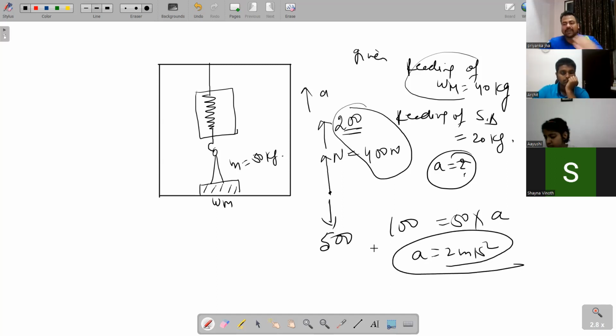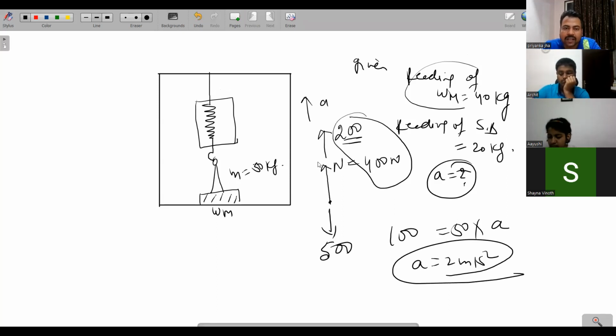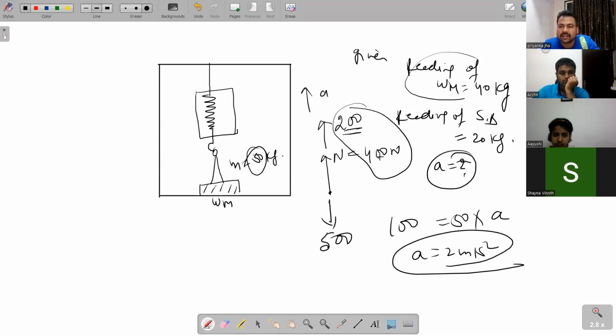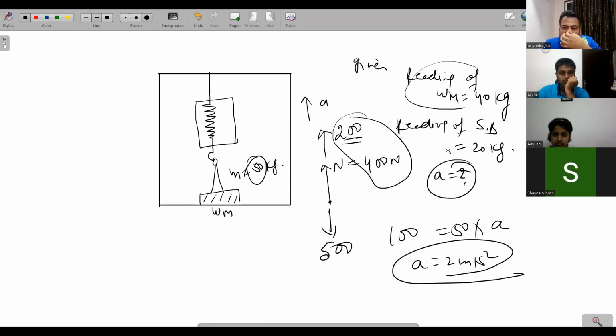Correct? Simple? Sir, I thought you said mass was 30 kg. This is 50. Oh, it's 50. So I got the same thing. I took it as 30, so I kept getting something else. Okay, no problem.